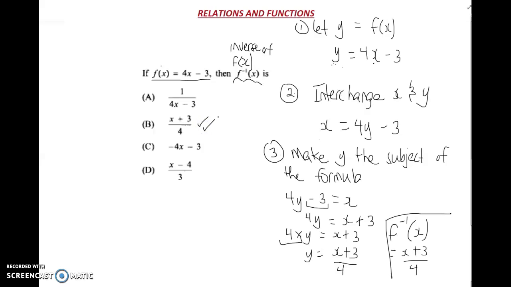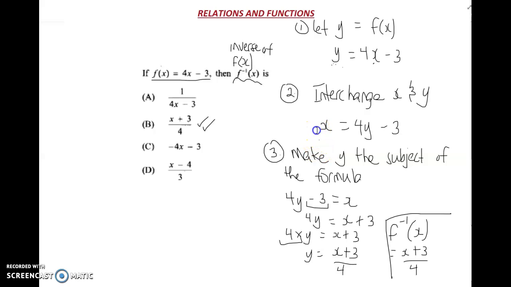So just to review that quickly, first step, let y equal the function, right? So y equals 4x minus 3. Step 2, interchange x and y. So where you saw your y, you put x instead. Where you saw your x, you put your y, right? So you get x equals 4y minus 3. And the third part, make y the subject of the formula.